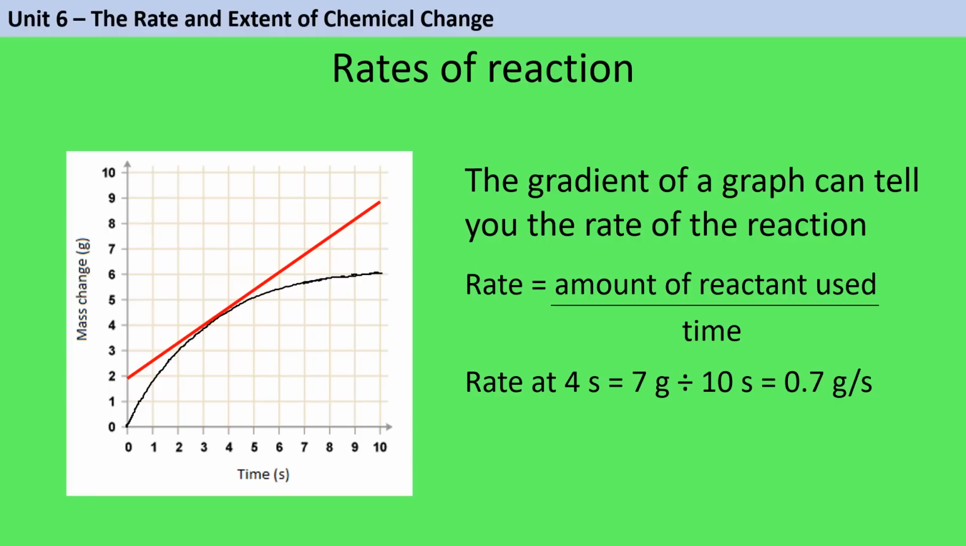So here at 4 seconds, the tangent rises from 2 to 9 grams, which is a change of 7 grams, and that takes 10 seconds. So the rate is 0.7 grams per second. But if we draw another tangent at 7 seconds, where the graph is flatter and we know the rate is slower, we can see that here the mass only changes by about 2 grams in 10 seconds, so therefore the rate is 0.2 grams per second.